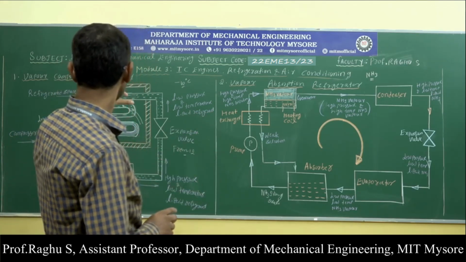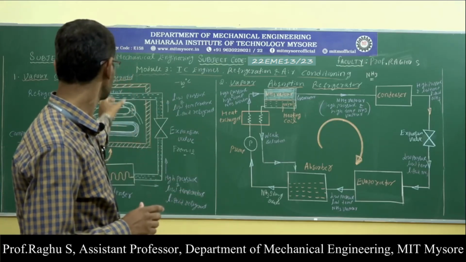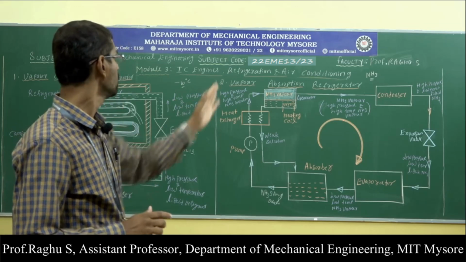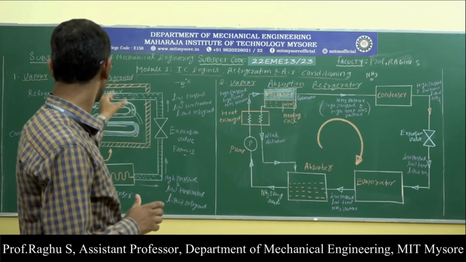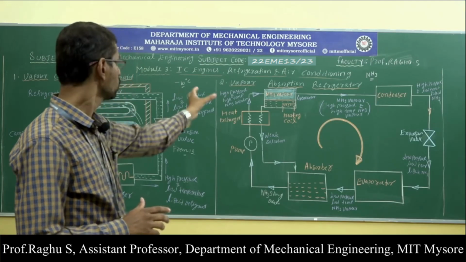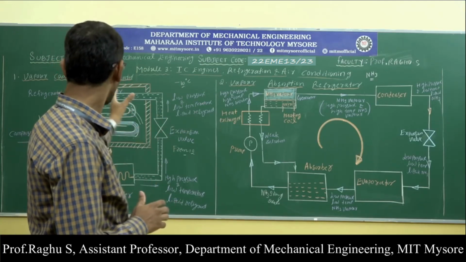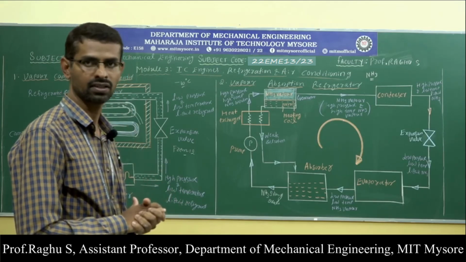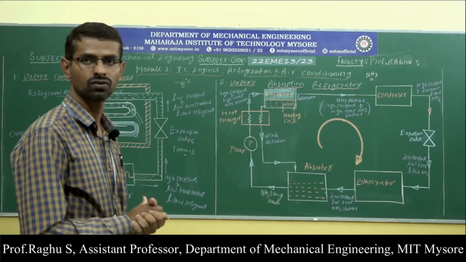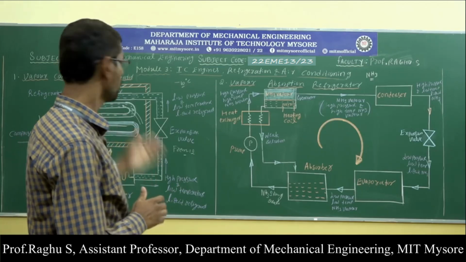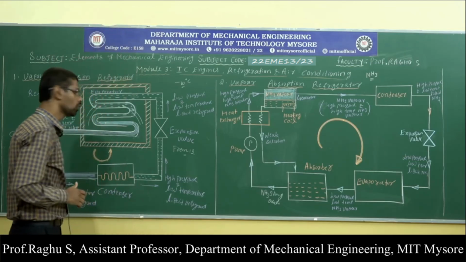The next one, COP means coefficient of performance. The coefficient of performance of the vapor compression refrigerator is higher, and the COP of the vapor absorption refrigerator is lower. Next, the vapor compression refrigerator is smaller in size, and the vapor absorption refrigerator is larger in size. The next one is leakage. Chances of leakage are high in the vapor compression refrigerator, but in the vapor absorption refrigerator, there is no leakage of refrigerant.